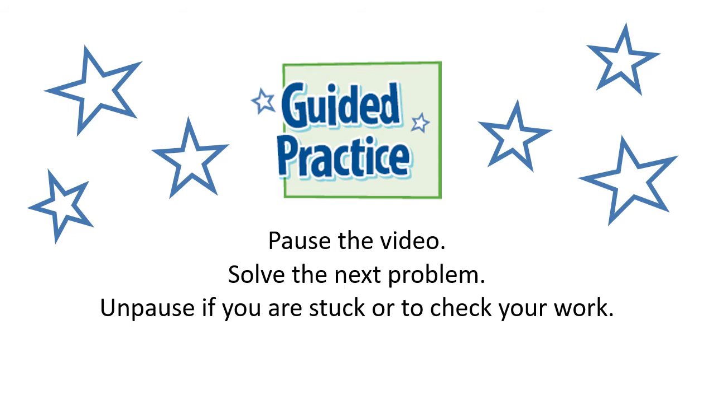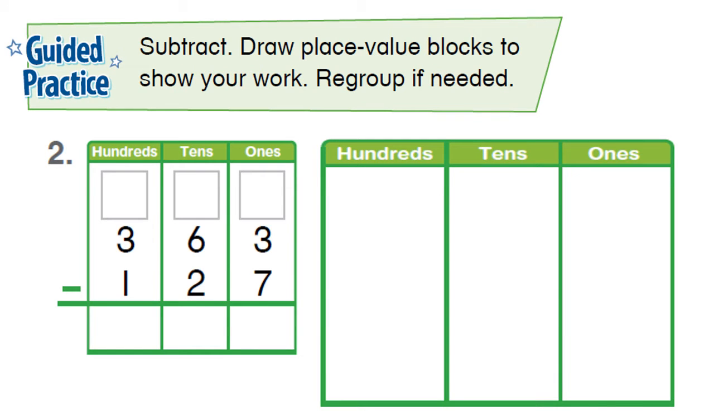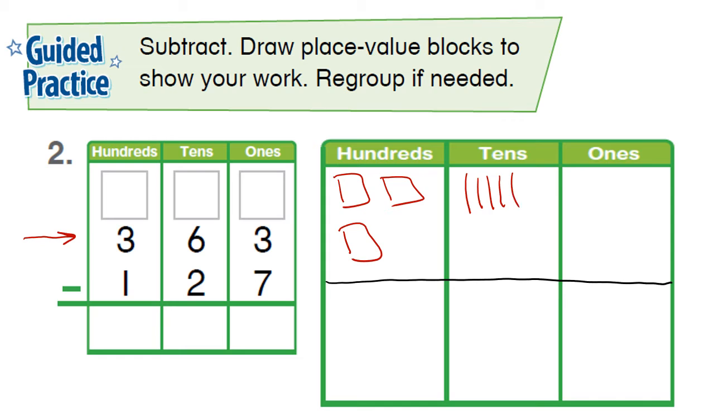Pause the video, solve the next problem, unpause if you are stuck, or to check your work. Number 2, 363 minus 127. This top number, the large number, is the minuend, and we are going to place that number in the top half of our chart. So 3 flats, 6 rods, and 3 units. Now we're going to subtract the subtrahend.